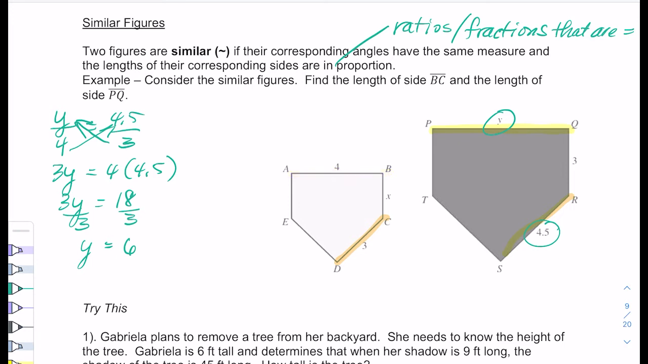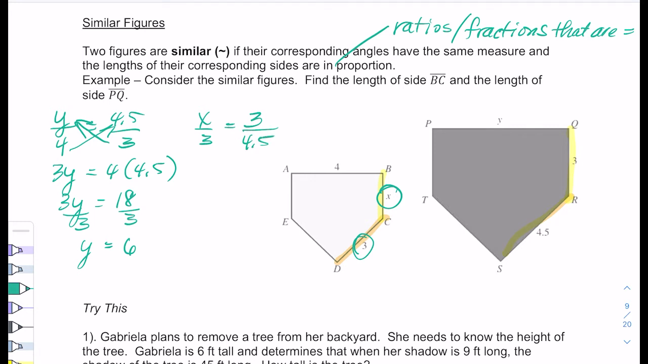Now I need to find x, and I'm not going to get rid of my orange highlight because those two sides, I can reuse them to find x. So now I just need to find my x, and x right here corresponds to the 3. So I'm going to this time do x over 3, but now since I put x on top, when I create my other fraction, I have to put the 3 on top. So I have 3 over 4.5.